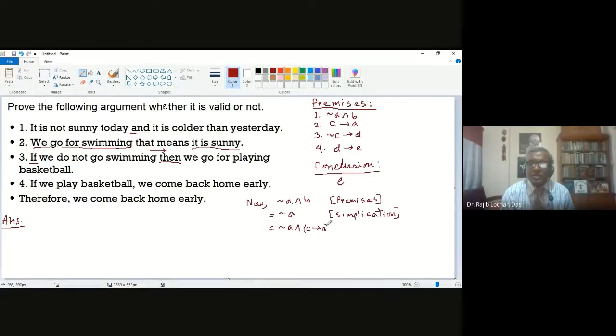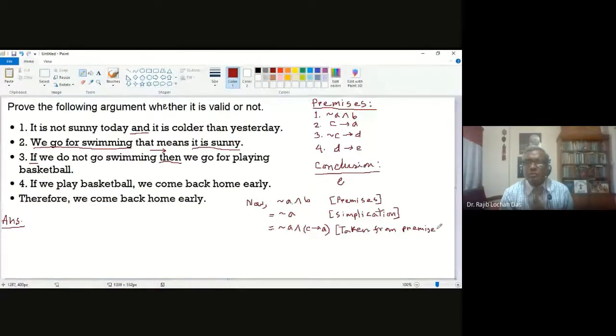C implies A, and you can write, okay, taken from, let me write taken. Added will be a little confusing. You can think add means plus, but it is not actually plus. It is taken from premises. Or you can also write number 2, that is premises number 2.